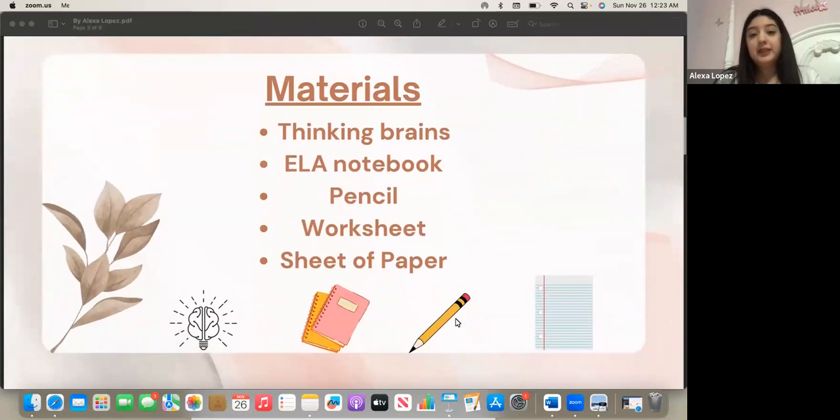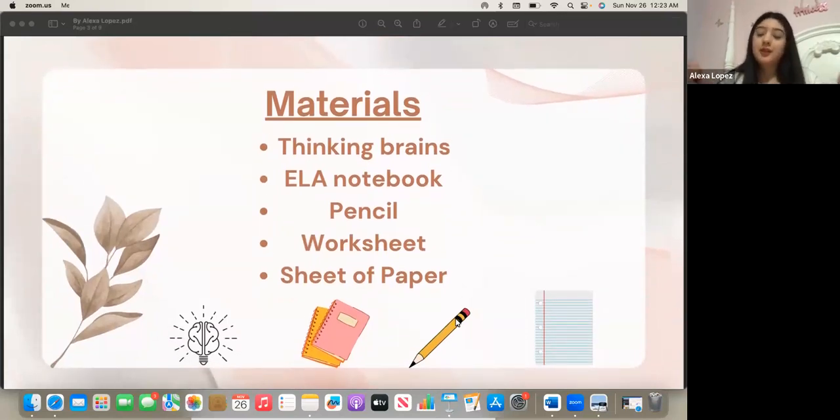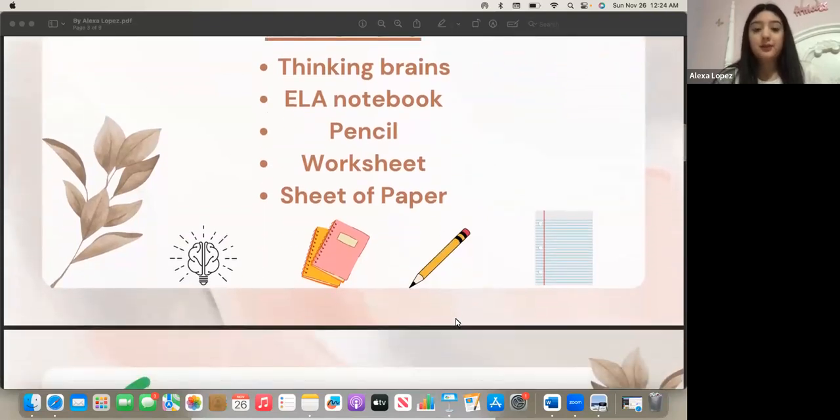So for today's materials, you're going to need to turn on your thinking brains. You're going to need your ELA notebook. You're gonna need a pencil, and I'm gonna pass out a worksheet for you guys towards the end of the lesson, okay? Oh, and you're gonna need a sheet of paper, okay? I'll give you guys a couple minutes to take out all your materials and we'll get started, okay? Okay, I see that everyone has their materials ready to go.